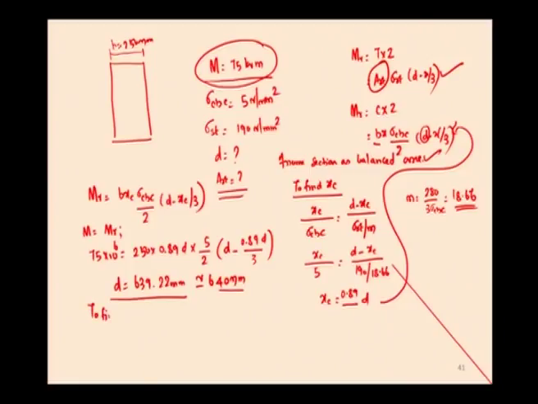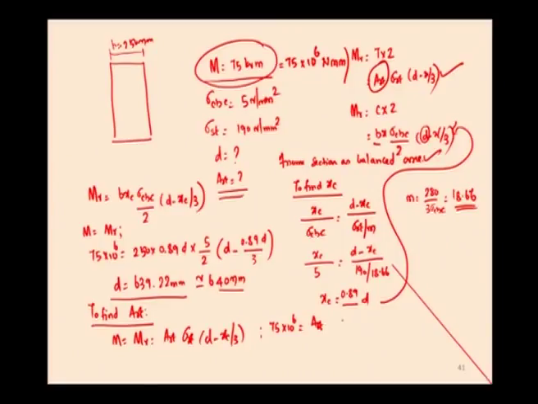Now, to find AST. M is equal to MR is equal to AST into sigma ST into d minus XC by 3. By equating the moment with the second expression, 75 into 10 to the power 6 Newton millimeter, since kilonewton meter converts to 10 to the power 3 Newton and 10 to the power 3 millimeter. That is AST into sigma ST, here 190, into d, which is 640 as we have found, minus XC, which is 0.89 into 640 divided by 3. So, AST is equal to 693 millimeter square.